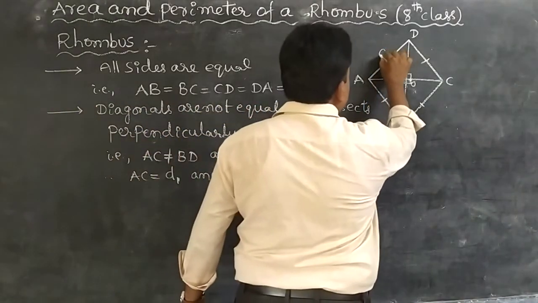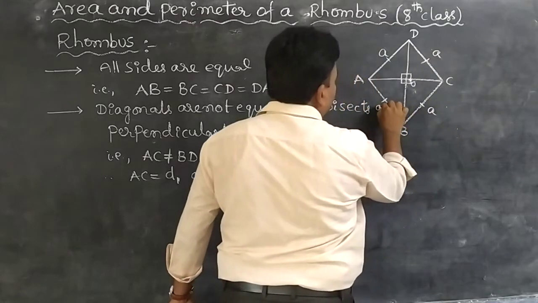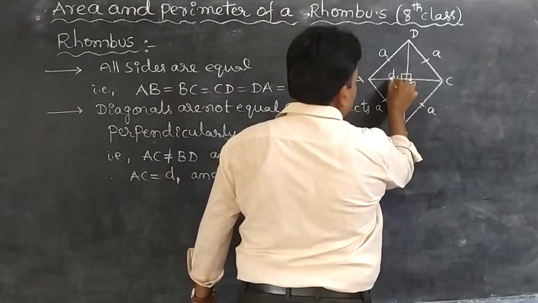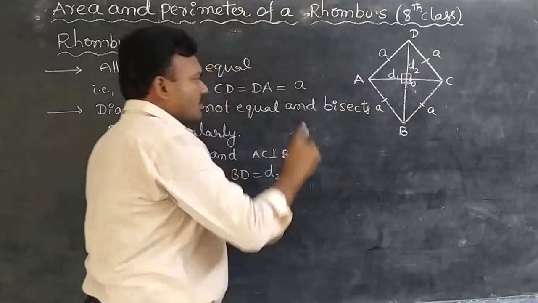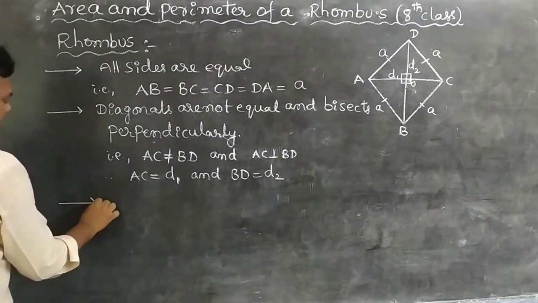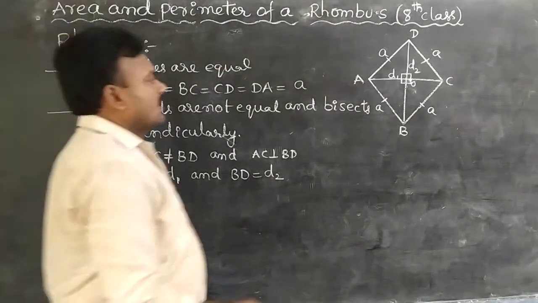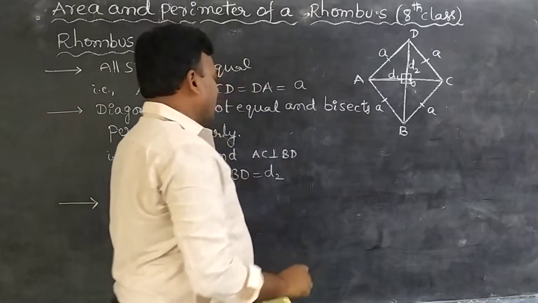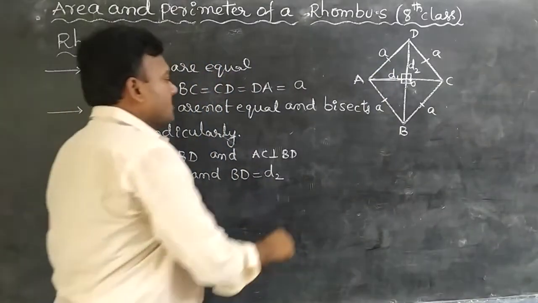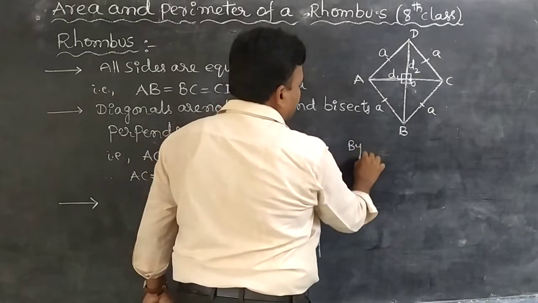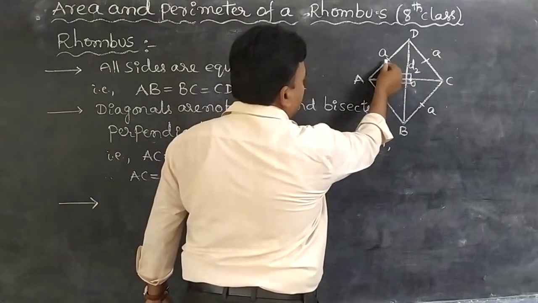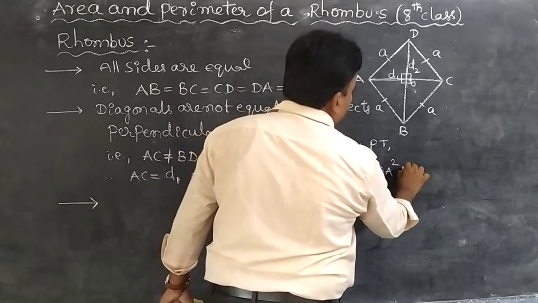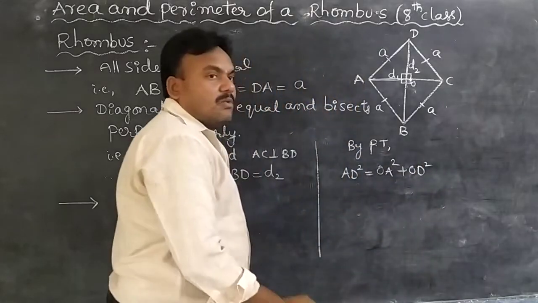Observe carefully. This is A, and this part is half of D1, so the total is D1. Here also D2 in total, students. Next, I take this right triangle AOD. In right triangle AOD, by using the Pythagoras theorem, opposite to the right angle is the hypotenuse: AD square equals OA square plus OD square.